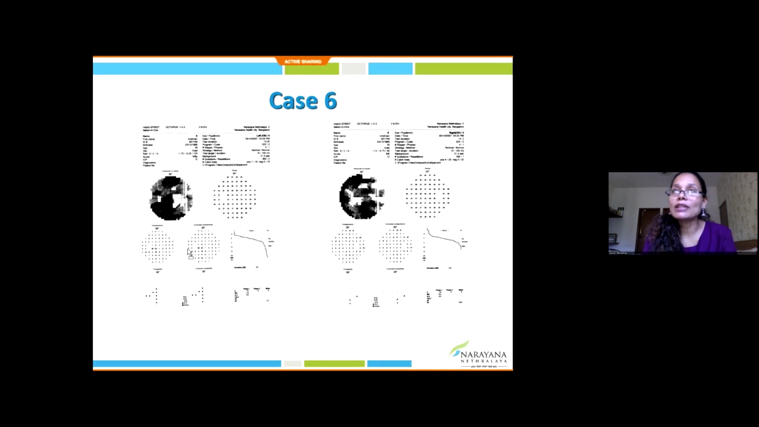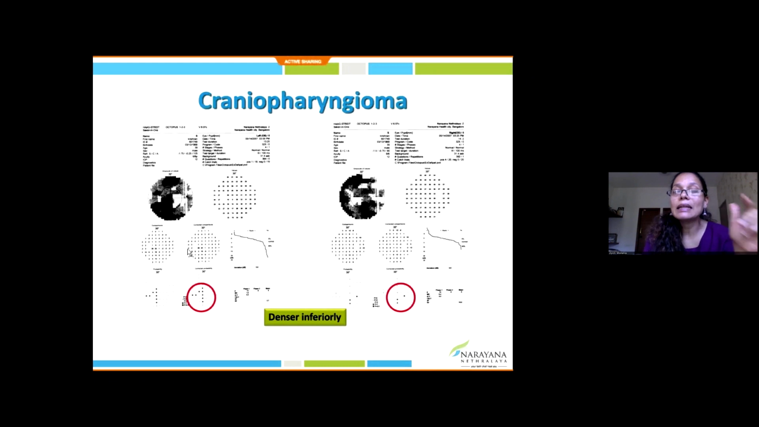Number 6, this is actually an Octopus field done when the patient came. But what you can notice is you're looking here, therefore, at the pattern deviation. And what you are seeing, it's a bitemporal hemianopia, incongruous, but which is denser inferiorly. Now, in case of bitemporal hemianopias, you have to look at denser inferiorly or superiorly because the diagnosis changes. If it's denser inferiorly, we are looking at a pressure from up, and that is a craniopharyngioma. So this patient was diagnosed with craniopharyngioma, underwent surgery for the same, and you can see within 3 months it's resolved.